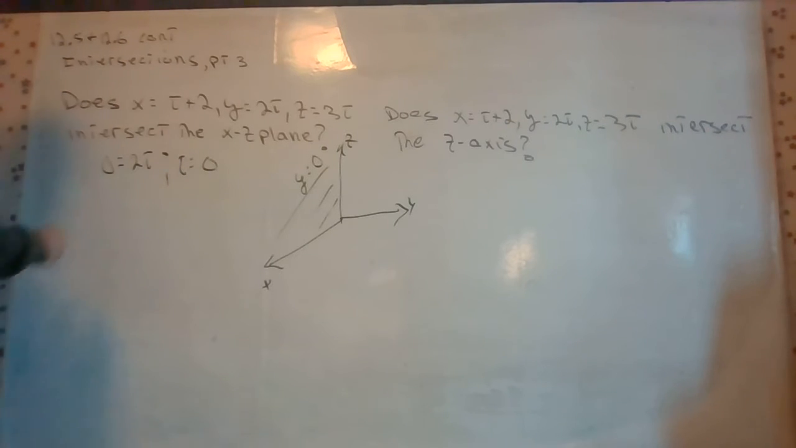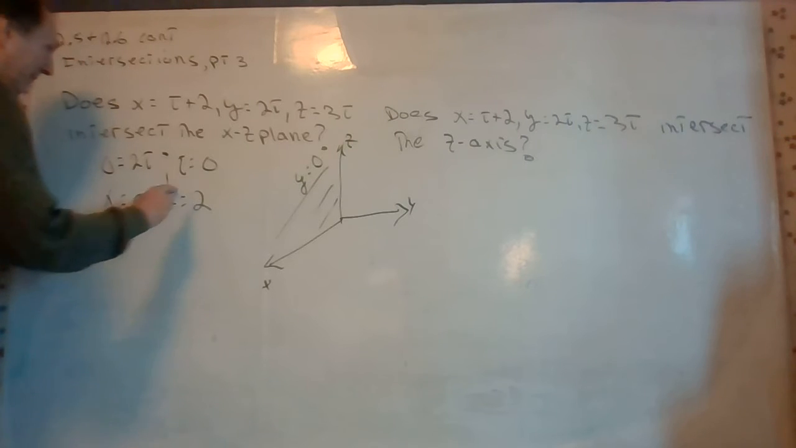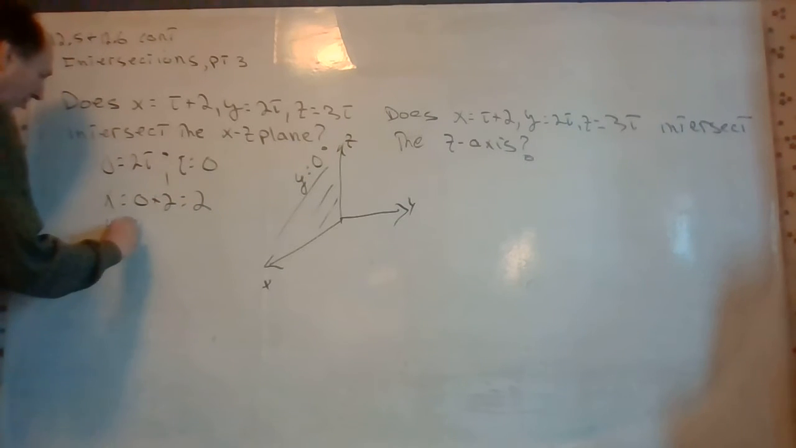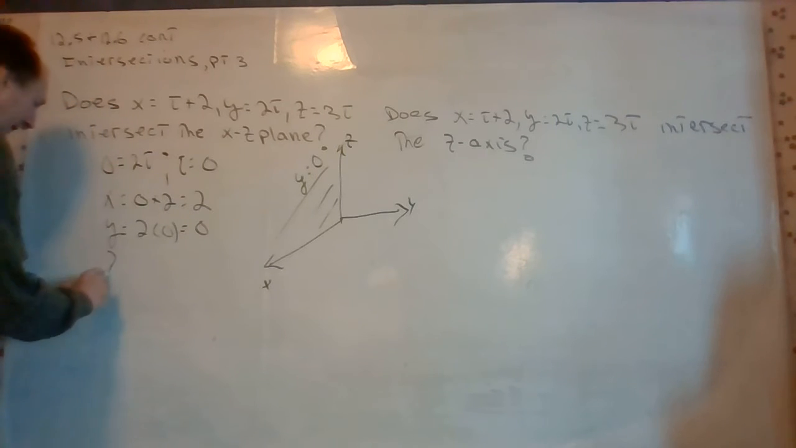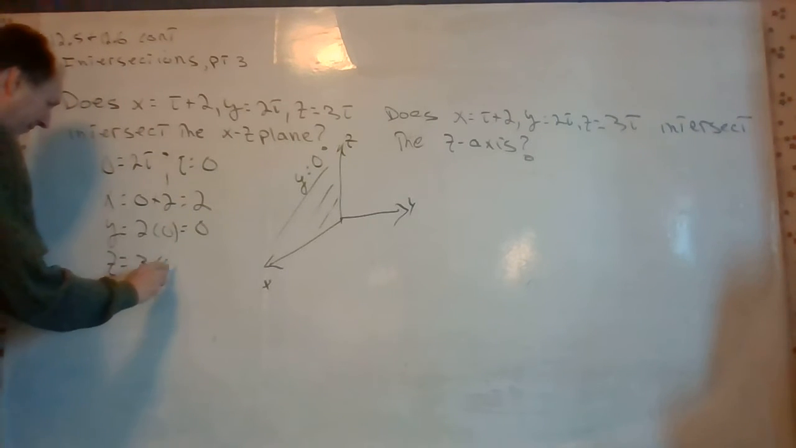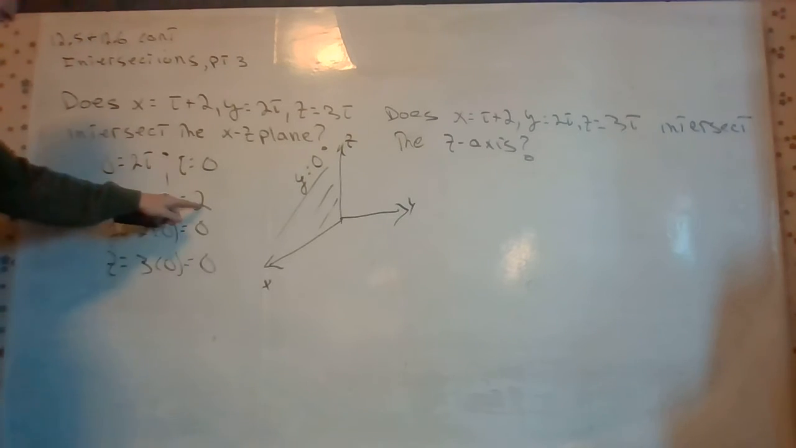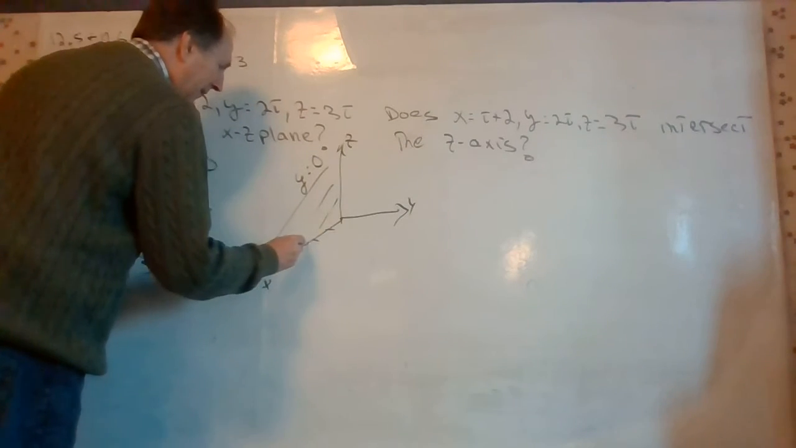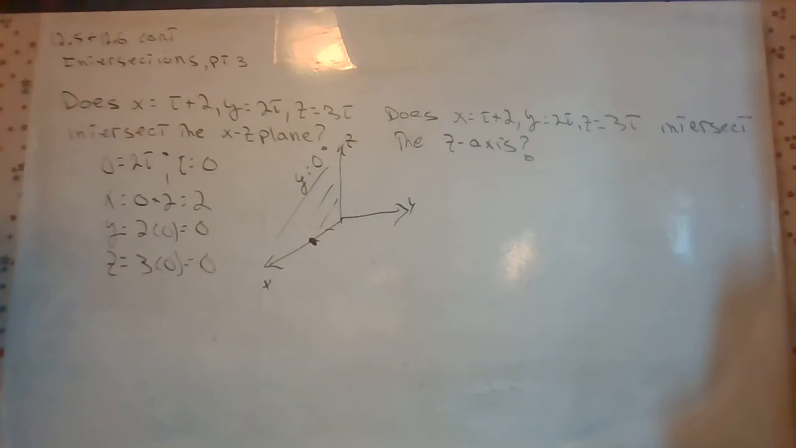We can substitute back. x equals 0 plus 2, or 2. y is 2 times 0, or 0. And z equals 3 times 0, or 0. So it turns out x equals 2 right here. There's the point where it intersects.